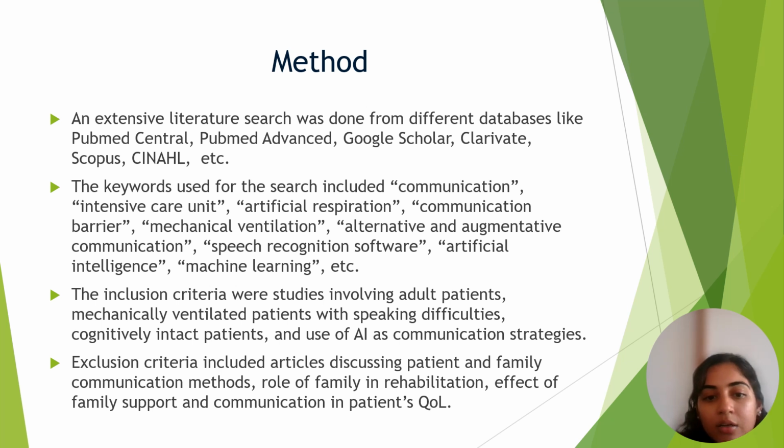The inclusion criteria for the scoping review included studies which involved adult, mechanically ventilated patients who had speaking difficulties, the patients must be cognitively intact, and the use of artificial intelligence as a communication strategy in ICUs. The exclusion criteria were studies discussing the communication between the patient and the family, the role of family in rehabilitation, the effect of family support, and the communication of the patient for quality of life betterment with the family.